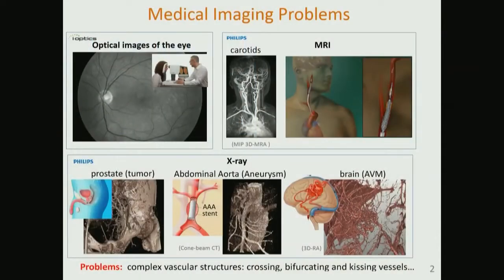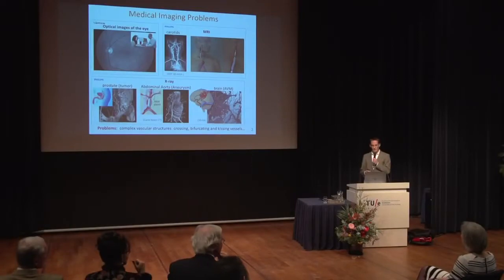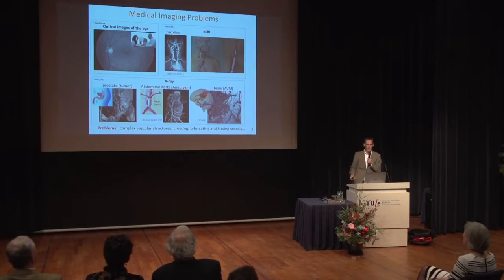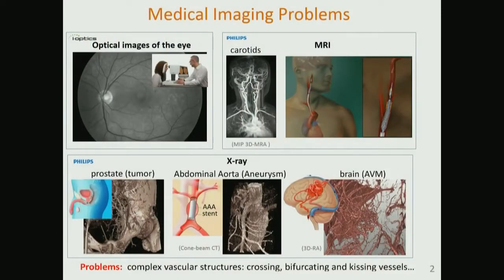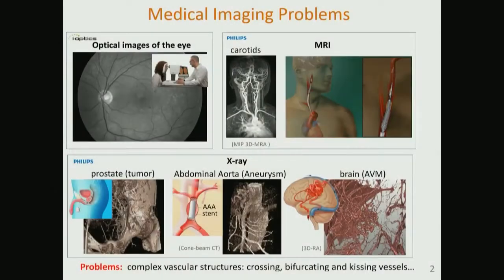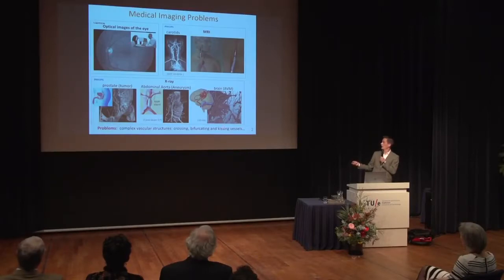So you get quite noisy images, and in these noisy images you would like to enhance and detect the 3D vascular tree, in particular the renal arteries in the area of the abdominal aorta. Then on the right you see a 3D rotational angiography image. There you see an arteriovenous malformation. You see that arteries and veins are cluttered up in a spaghetti type of structure, and it's very hard to identify where the blood vessels go. So all of these problems have in common that we need to enhance and detect complex vascular structures, including crossings, bifurcating, and kissing vessels.